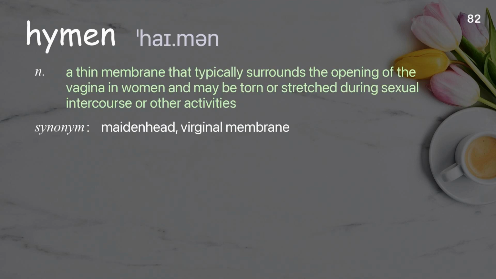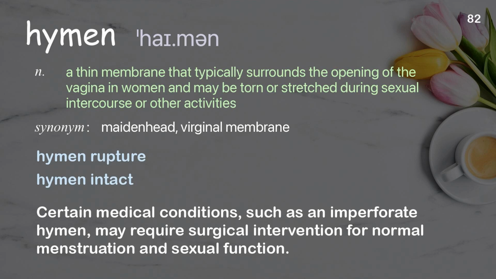Hymen. A thin membrane that typically surrounds the opening of the vagina in women and may be torn or stretched during sexual intercourse or other activities. Examples: Hymen rupture. Hymen intact. Certain medical conditions, such as an imperforate hymen, may require surgical intervention for normal menstruation and sexual function.